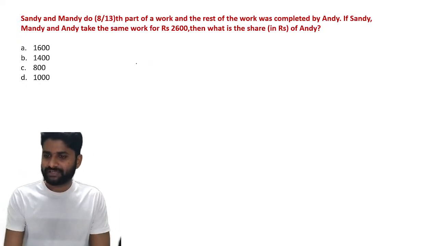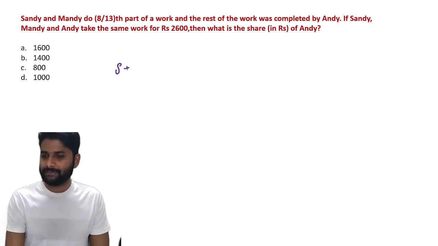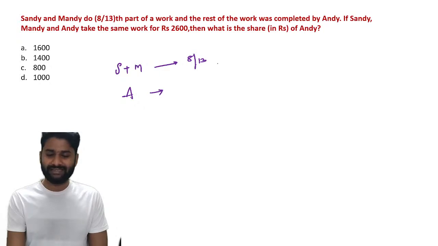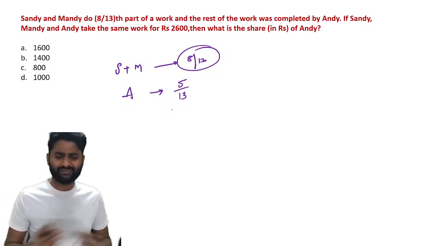Now let's see this question. Sandy and Mandy do 8 by 13th of the work and the rest of the work is completed by Andy. See, 8 by 13 means the remaining work is 5 by 13. How did you get 5 by 13? It means 1 minus 8 by 13.